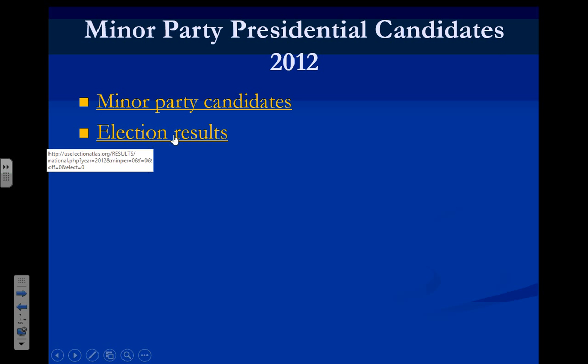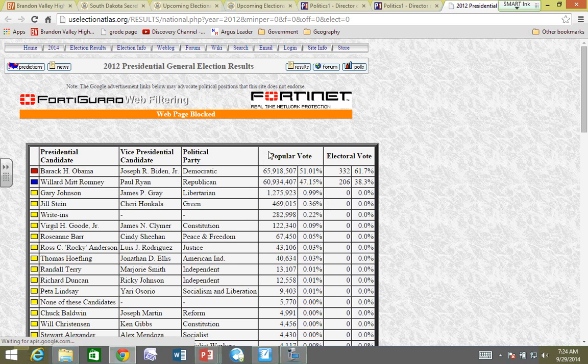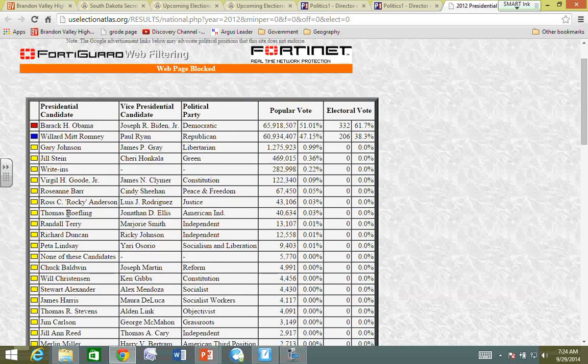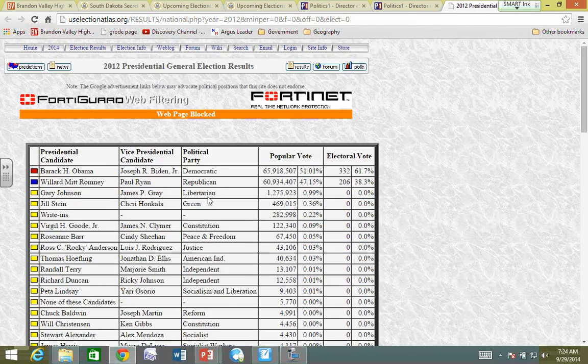Let's quickly look at this one. The results in the last presidential election. Barack Obama received 51% of the vote. Mitt Romney received 47% of the vote. But Gary Johnson, the Libertarian, received almost 1% of the vote, not even quite. Zero electoral votes here. But if we look at these candidates here, these are all other candidates who ran for president and actually received votes. And they're from different parties.